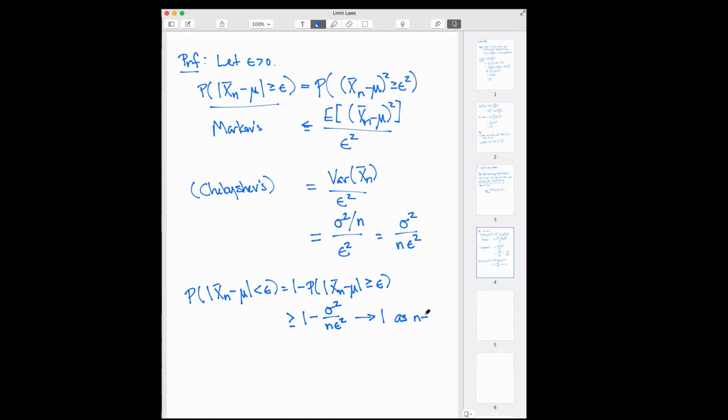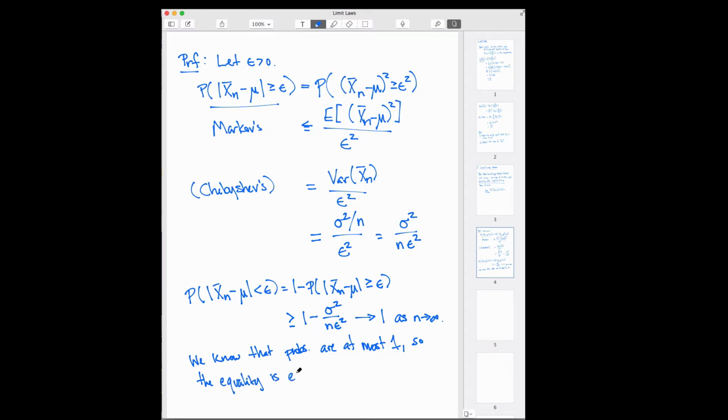n goes to infinity. We're not quite done because we didn't establish equality. We've only established this inequality here. So to finish this up, what we need to do is that we know that probabilities are at most 1. So the equality is then established. And so that's the proof of the weak law of large numbers.